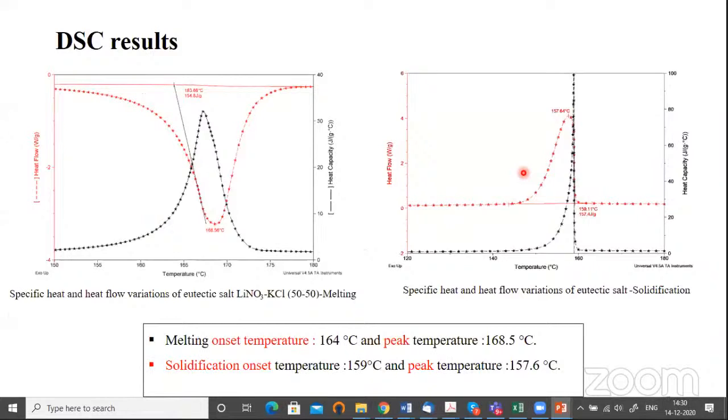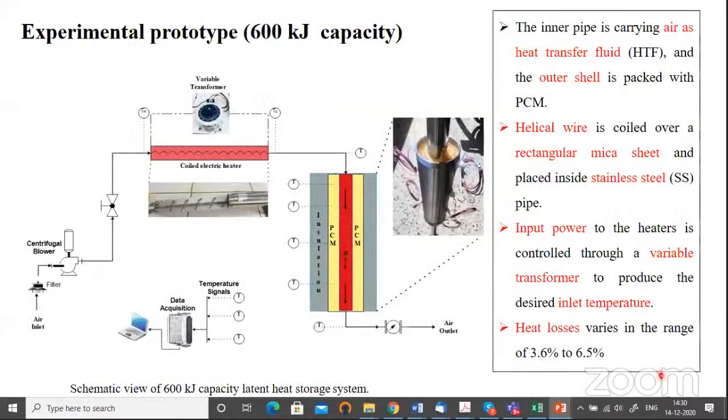So these are the results of the melting and the solidification for the lithium nitrate potassium chloride eutectic. We found that the melting onset takes place at 164 degrees centigrade and the peak happens at 168 degrees centigrade. Whereas when we go for solidification, the other way around, like charging and discharging, the onset temperature is 159 degrees centigrade and the peak temperature is 157.6 degrees centigrade.